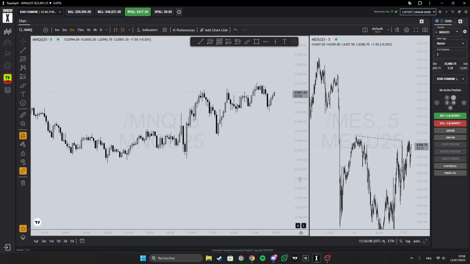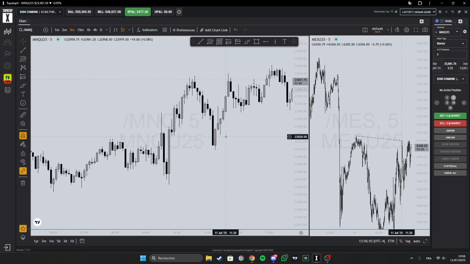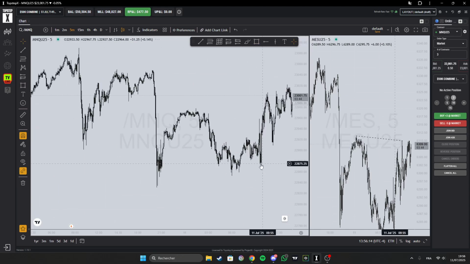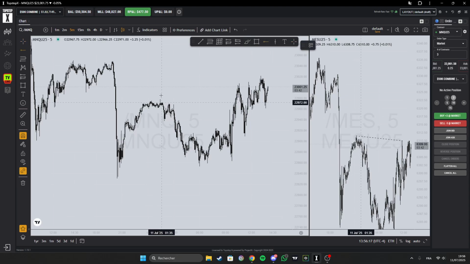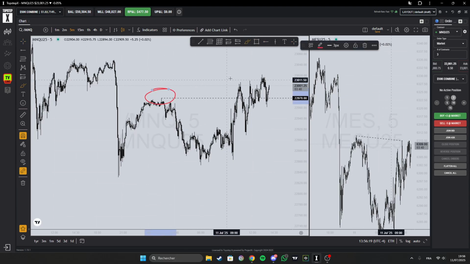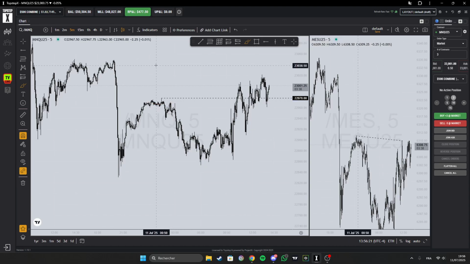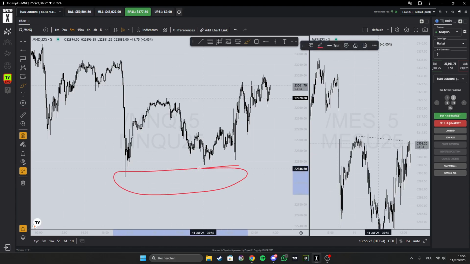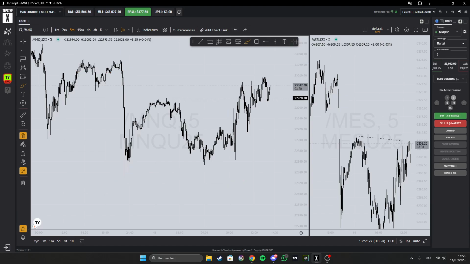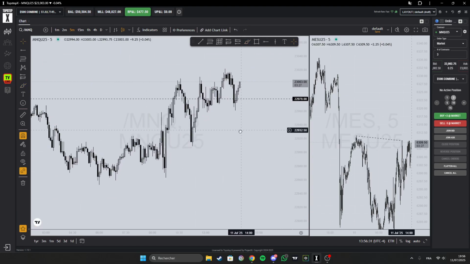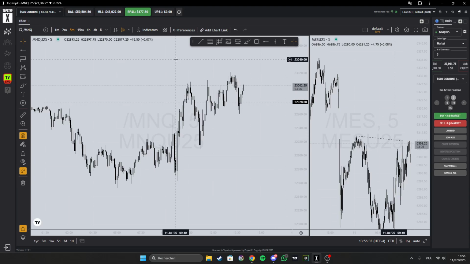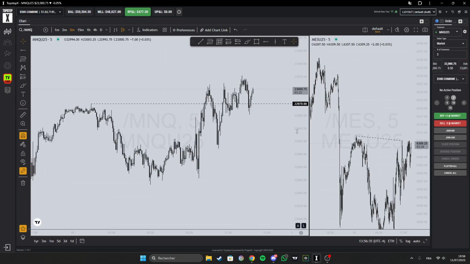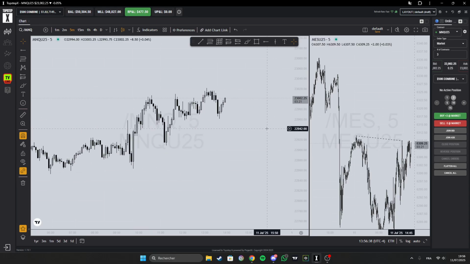I don't know if I should have shifted my bias and gone long, but for me, as we took this draw on liquidity, there was no liquidity to the upside to go. For me, we had to go target this before going here. That's why I was so bearish. But still a good day, still a winning day. So I'm happy with what I made.